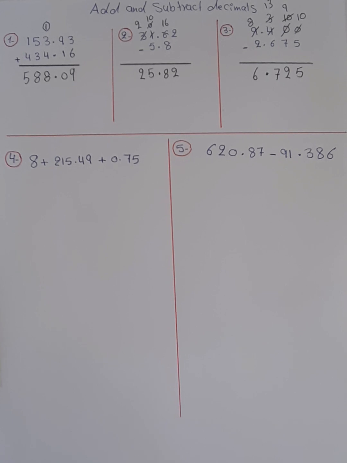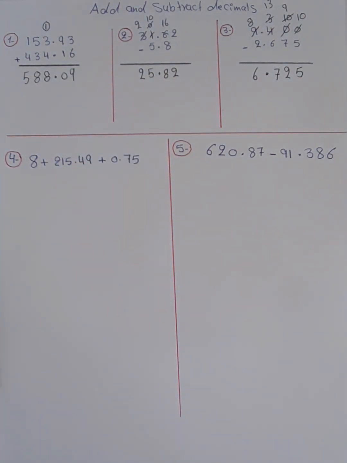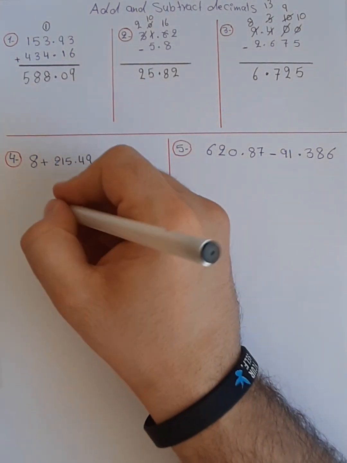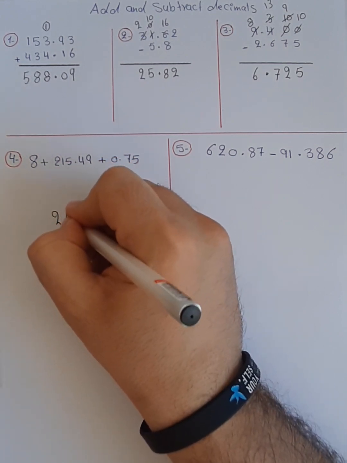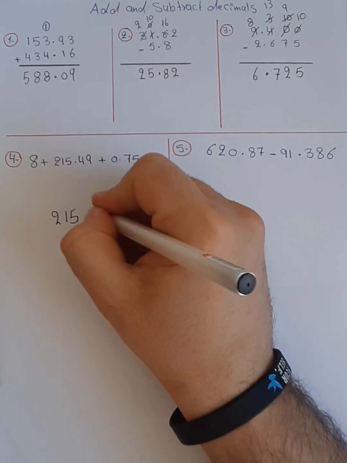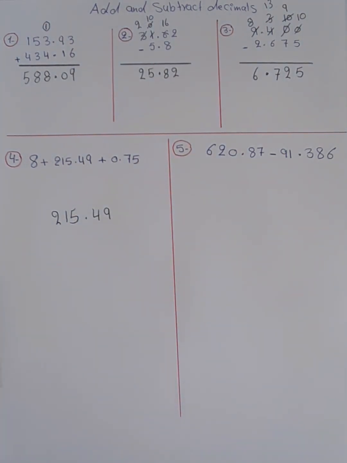how can we write these numbers under each other? So we can start from the large number or the big number. The big number is 215 and 49 hundredths. Write the big number as the first number, 215.49. And then we have to write the decimal point under the decimal point.